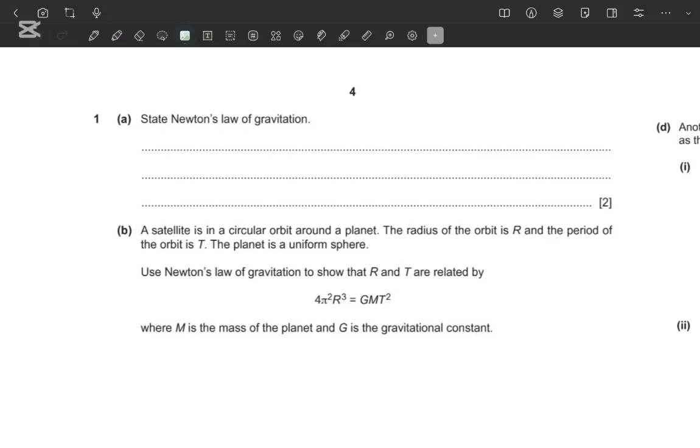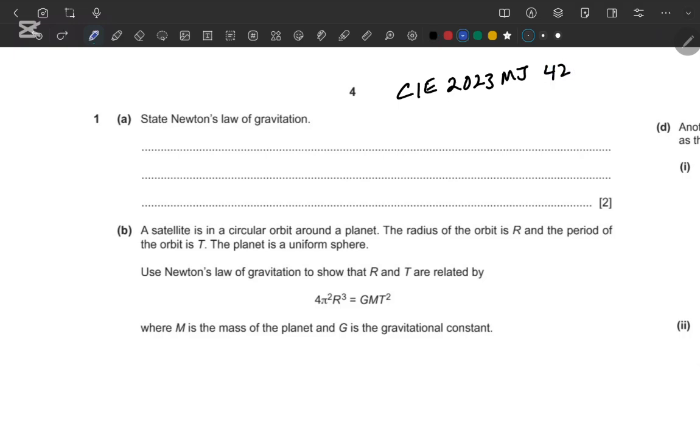This is from gravitational fields, and we'll be discussing the questions. And this is from, I believe, 2023. Let me just write it down. This is from CIE 2023 May-June variant 4.2. So that is the paper.